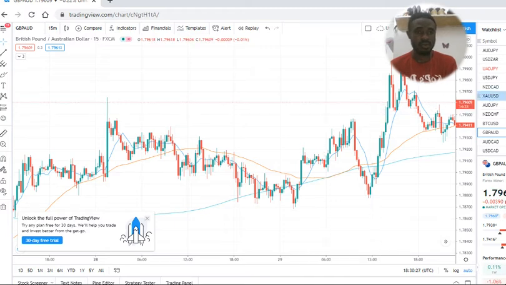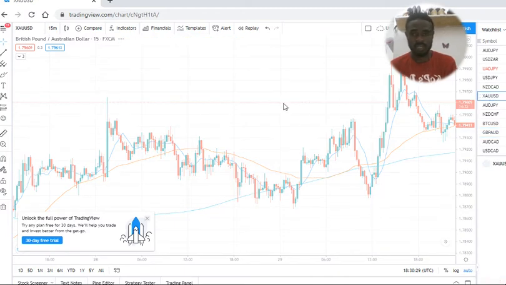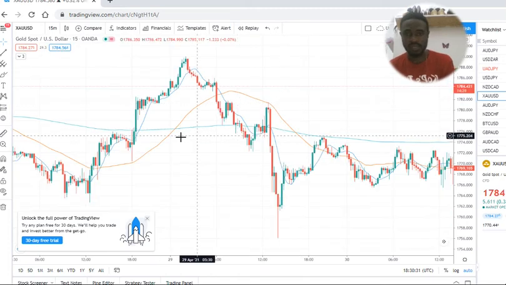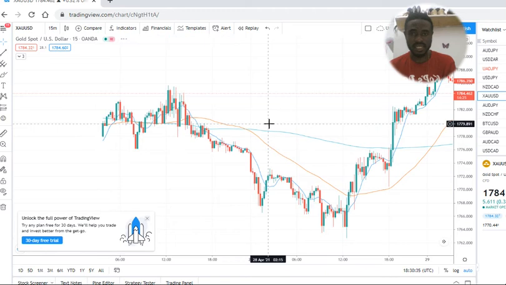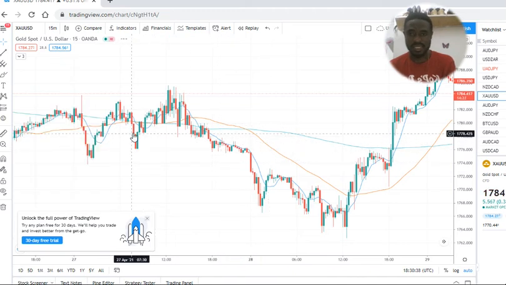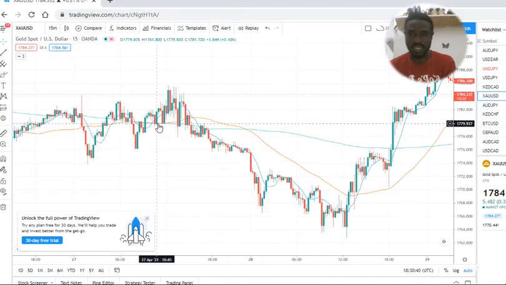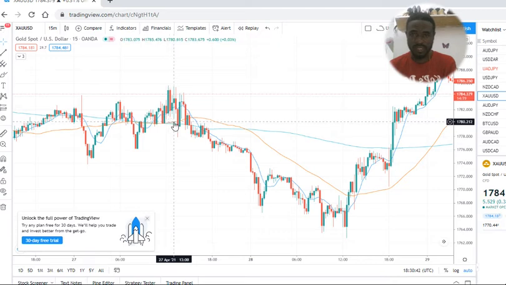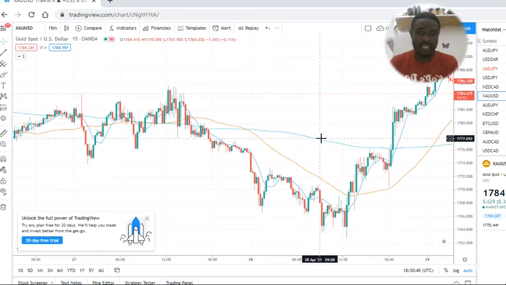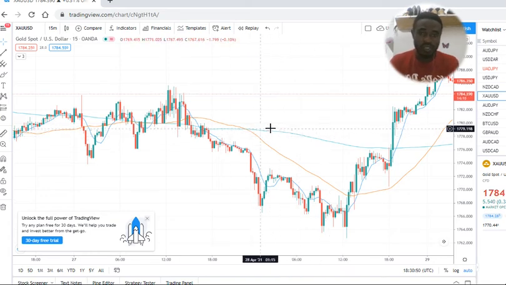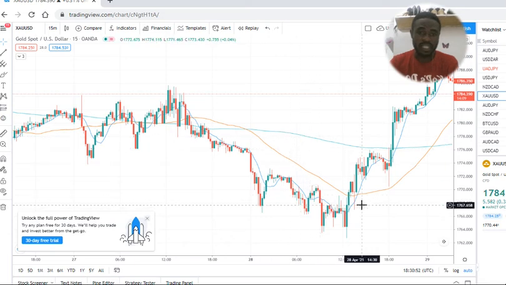Let me take another example. Let me take gold. So look at what is happening with gold. Gold is trending, and one can actually see. It is the same scenario here. It has cut across 10, cut across moving average 50, and has gone above. Once it is above, trying to cut across this one to move, know that the market will fall drastically.